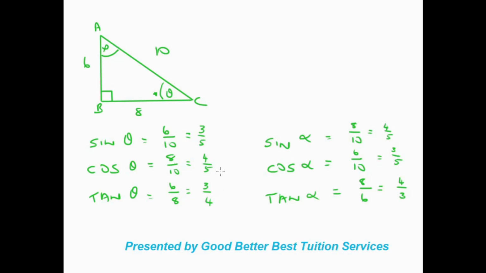But what if I were to change my reference angle and say, let's look at alpha? The sine of alpha is opposite over hypotenuse, and the hypotenuse doesn't change. But now that's opposite alpha. Remember, opposite theta we had 6, but opposite alpha we have 8. So the sine of alpha is 8/10, which simplifies to 4/5. The cos of alpha is 6/10, which simplifies to 3/5. And the tan of alpha is 8/6, which simplifies to 4/3.